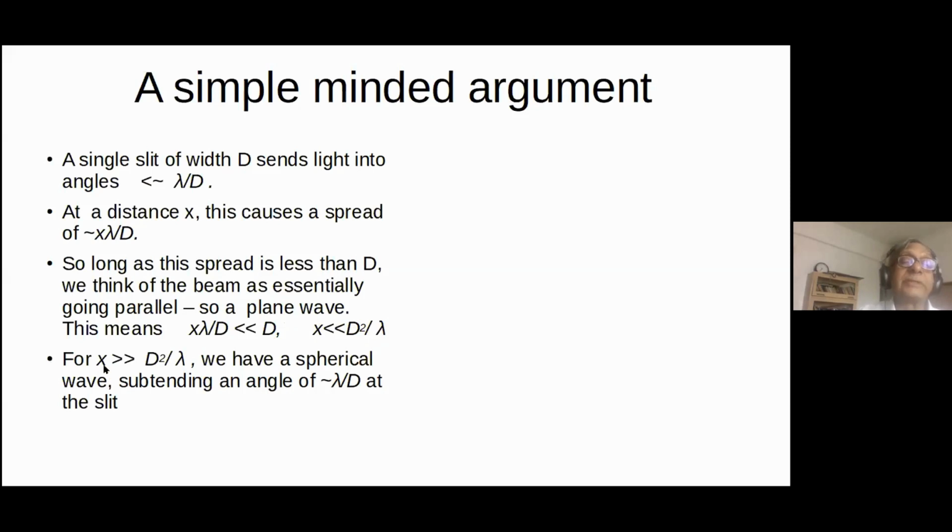Now what happens in the opposite limit? x much greater than d squared by lambda. It means that the wave has spread out much more than the width of the original slit, and we have a spherical wave which subtends an angle lambda by d at the slit. And this is the case that you are taught in 12th standard. You put a screen really far off, and you find that you get a diffraction pattern whose angular spread is lambda by d. But what we have now learned from this argument is, if you bring the screen very close, then you will start seeing just the shadow of the slit.